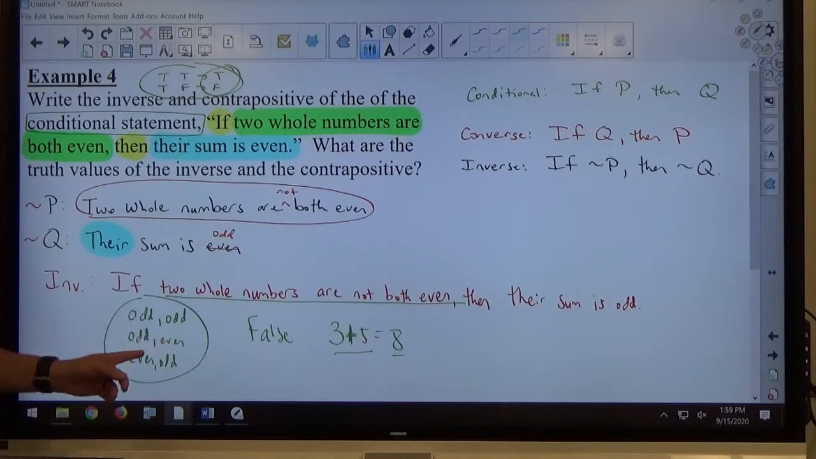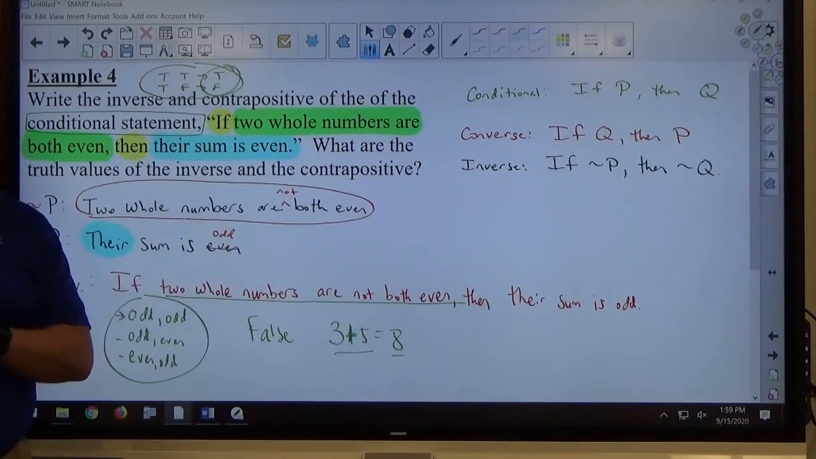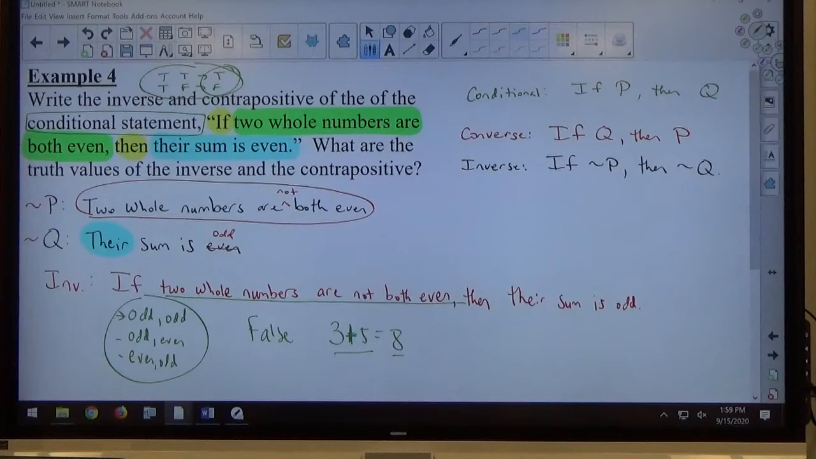5 plus 2 is 7. 16 plus 3 is 19. So these two scenarios worked. This one didn't work. And because we have the ability to make the hypothesis happen without the conclusion happening, the conditional statement is false. So again, how we build an inverse is we identify P and Q, we create not P and not Q, and then just write proper if-then form.